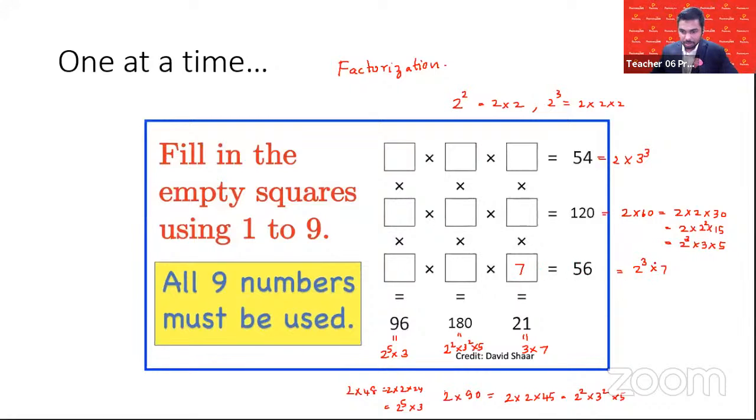Why? Because the prime factorization of 56 has a 7. Prime factorization of 21 has a 7. None of the other numbers have a 7 as a prime factor. Now, similarly, you'll observe a prime factor of 5 appears only here in the middle, the central box, because 180 has a prime factor of 5 as well as 120 has a prime factor of 5. Now, we can go on finding the other numbers.